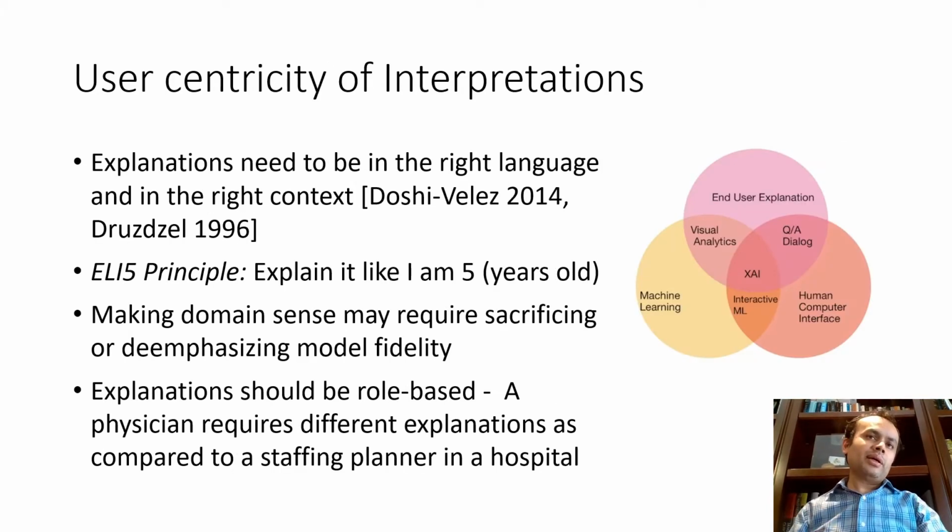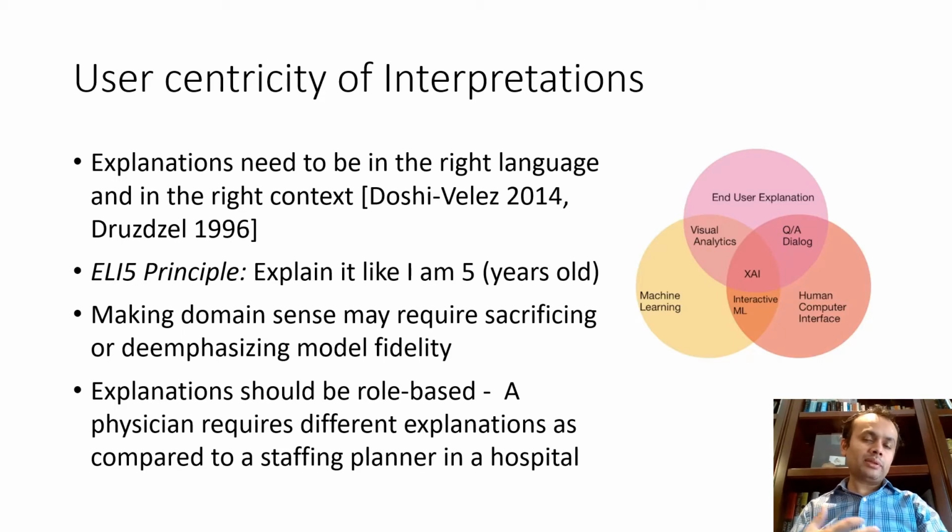A related question with respect to the domain is the user centricity of the interpretations, that it has to be in the right language within the right context. So a number of domains and use cases. Researchers also talk about the ELI5 principle, or explain it like I'm 5 years old. That's in addition to making domain sense, it has to be expressed in a particular way.